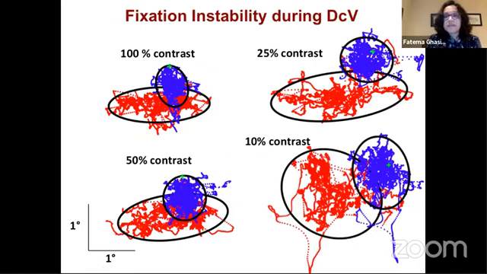This is an example from an anisometropic patient with amblyopia, and the blue traces are the fellow eye and the red traces the amblyopic eye. Notice that even at 100% contrast, the amblyopic eye is pretty unstable. But then as you lower the contrast of the fellow eye, the instability tends to increase, even in the fellow eye. So perhaps the increase in instability would make it hard for that eye to attend to the images that are being presented and perhaps contribute to less treatment response.